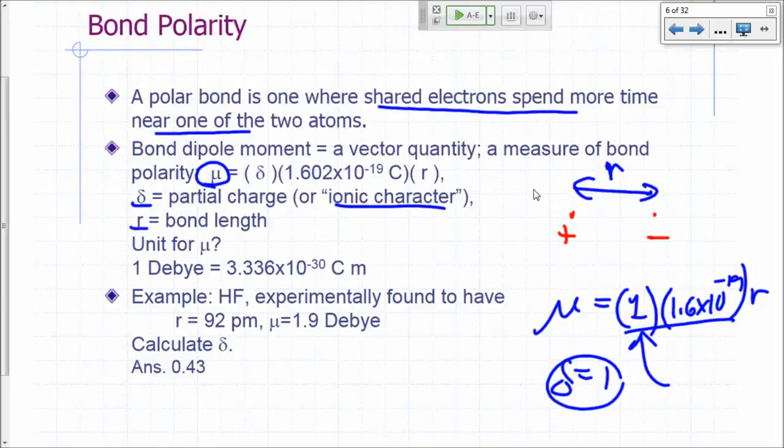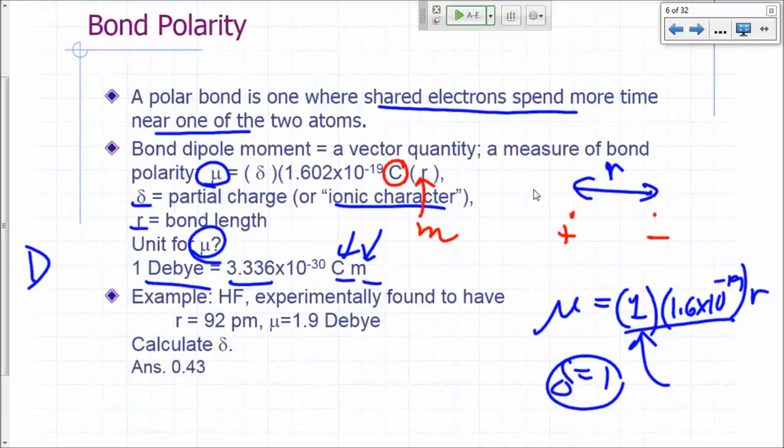So what's the unit for dipole moment? The unit is a debye. The official abbreviation for the debye is capital D. And it's 3.336 times 10 to the negative 30 coulomb meter. Where does that unit come from? A unit of charge is a coulomb. The SI unit for length is meter. So your unit for dipole moment is a coulomb meter.